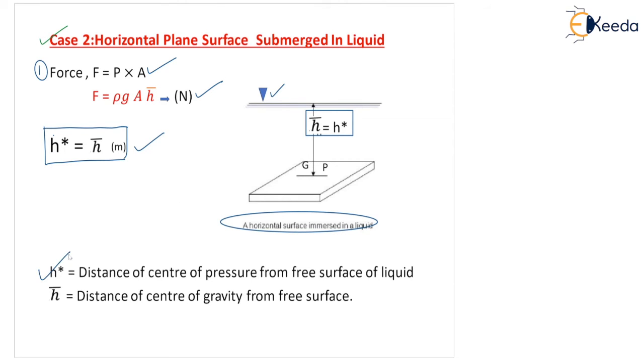So what is H star here? Once again look at this. Sorry, this is H star, the distance of center of pressure, Cp, from the free surface of liquid. And H bar is the distance of center of gravity from the free surface. Okay. We'll go to the next page for the inclined plane surfaces.